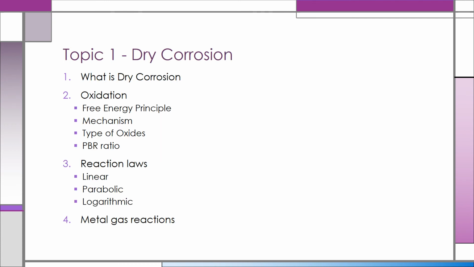Okay, topic one. Today I'll cover what exactly dry corrosion is, the oxidation principle and free energy that governs the oxidation mechanism, the types of oxide and the PBR ratio, as well as the three reaction laws that I will cover: linear, parabolic, logarithmic, and some introduction to the metal gas reaction.